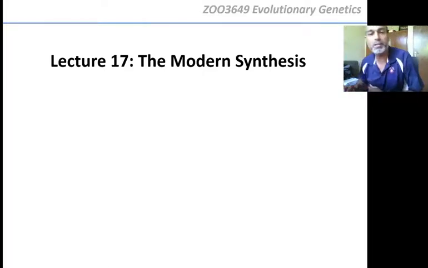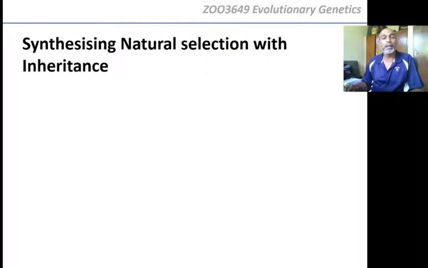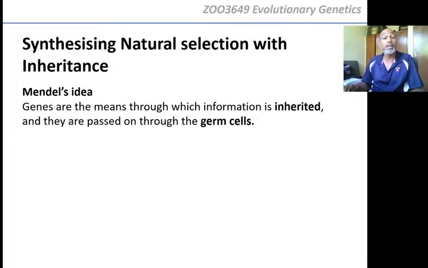So the modern synthesis is basically, we call it modern, even though it happened a long time ago. At the time it happened, it was modern. And it's the synthesis of 2 big ideas. And that's synthesizing the ideas of Darwin with the idea of Mendel, right? The idea of natural selection with the idea of inheritance. So Mendel's idea was that the genes are the means, or the particles, as he said, right? Genes are the means through which information is inherited.